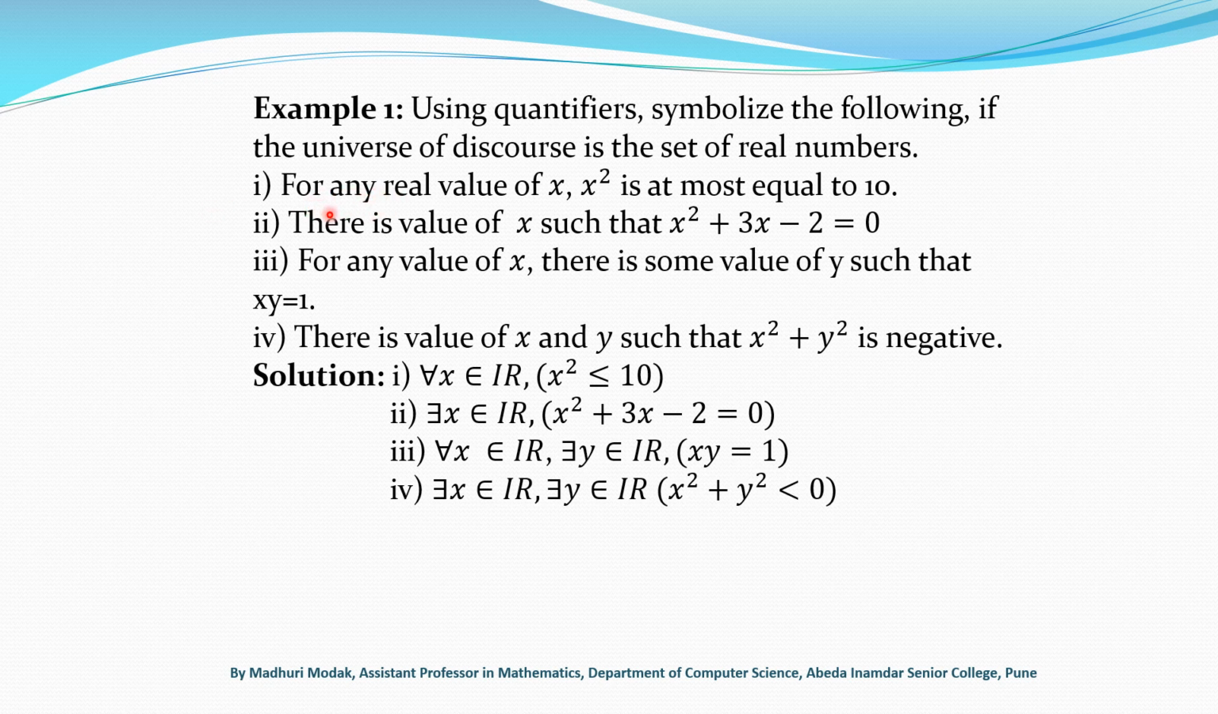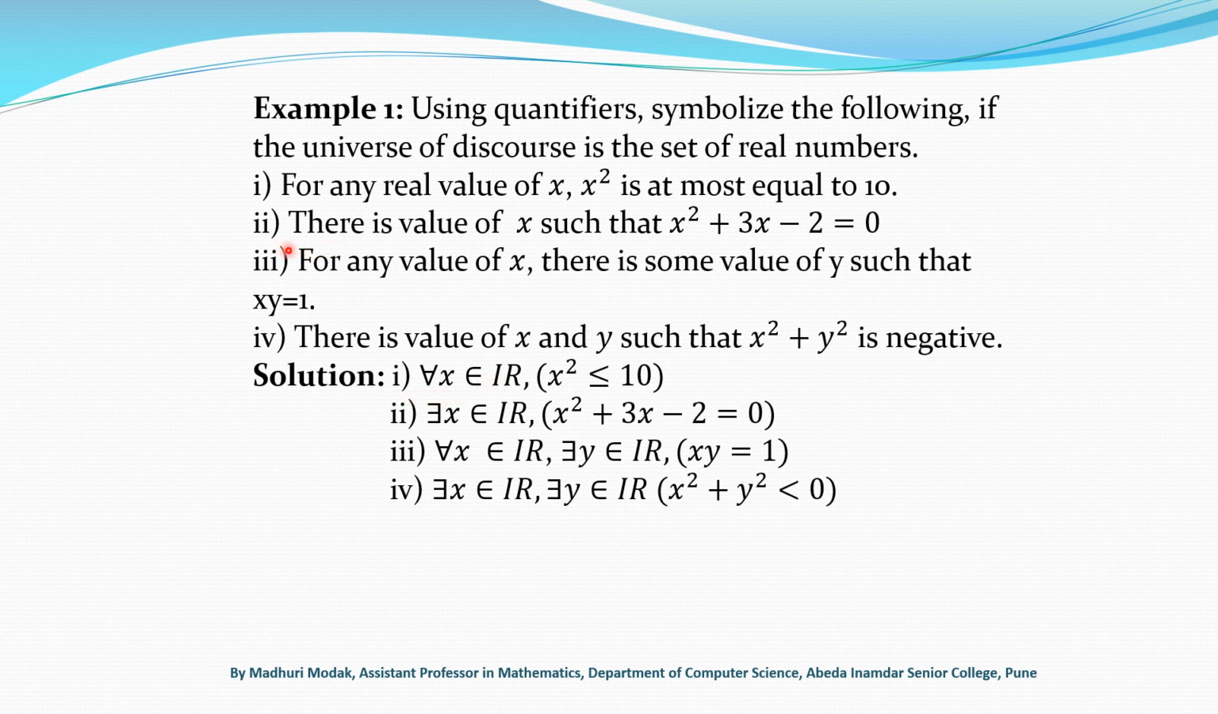So here we will use the universal quantifier, that is for all x belonging to R. Now what is the property? x square is at most equal to 10. So for all x in R, we write this as x square less than or equal to 10. So this is the required symbolic form.